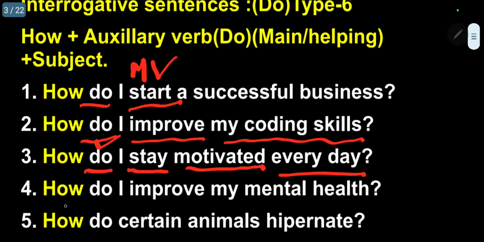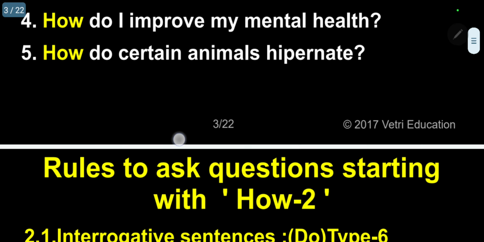Now, how do I improve my mental health? Improve main verb, do auxiliary verb. How do certain animals hibernate? Hibernate is actually the main verb, do is the auxiliary verb. Next one.